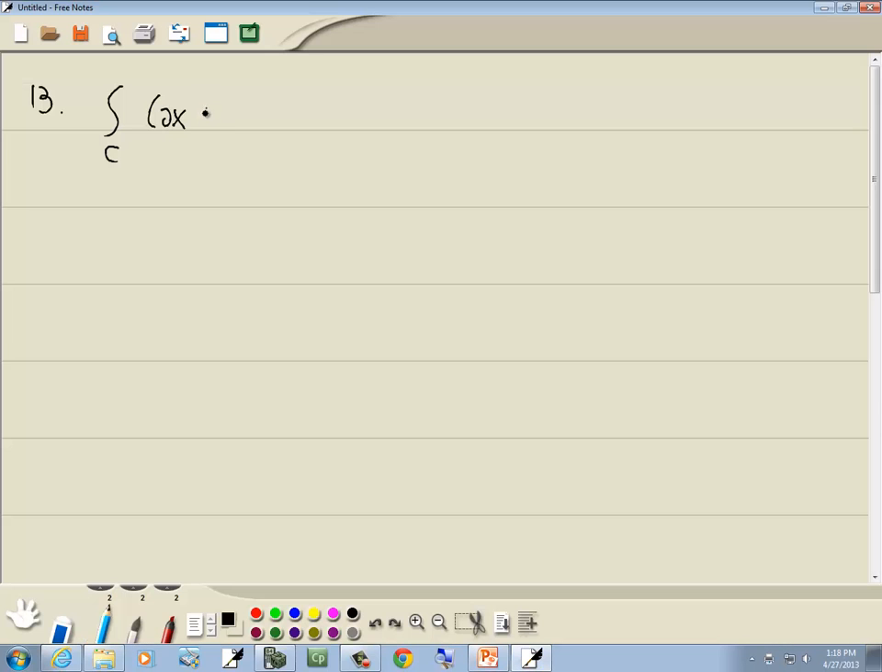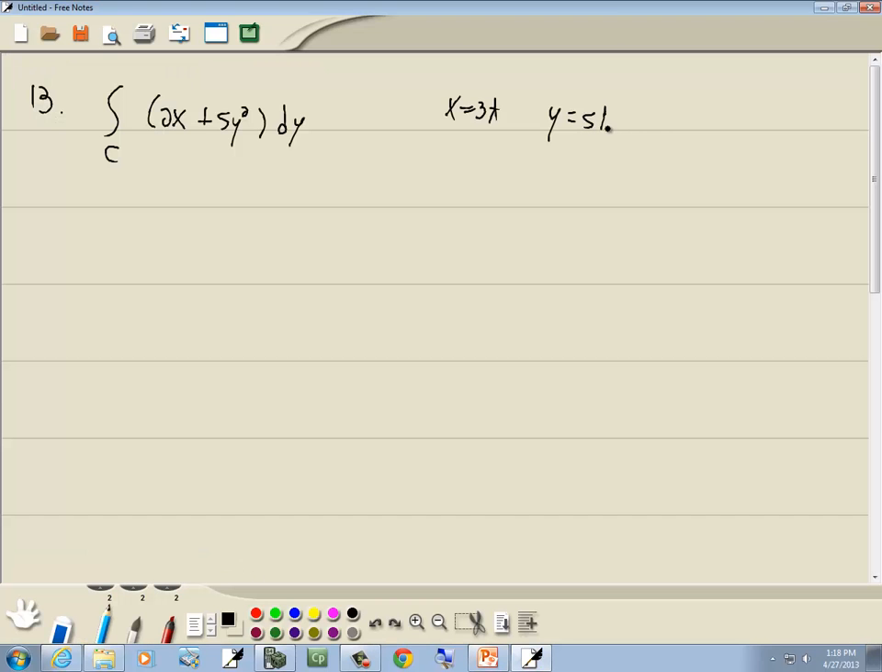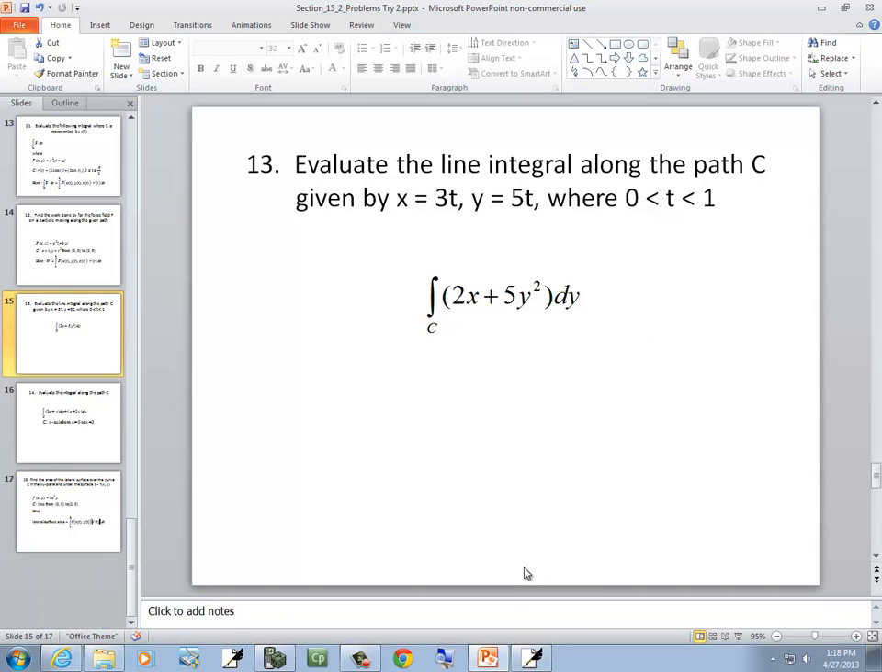Okay. Plus 5y squared dy. And they give us x is equal to 3t and y is equal to 5t. And I meant to put less than or equal to's on those, so they're implied there. It says evaluate the line integral along the path C.